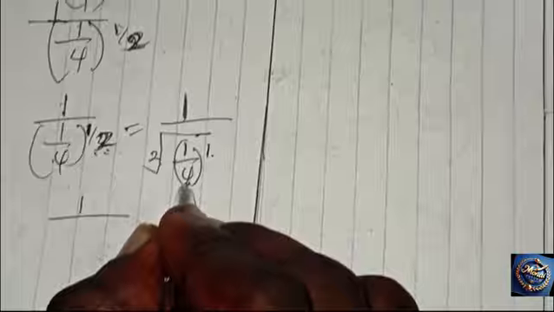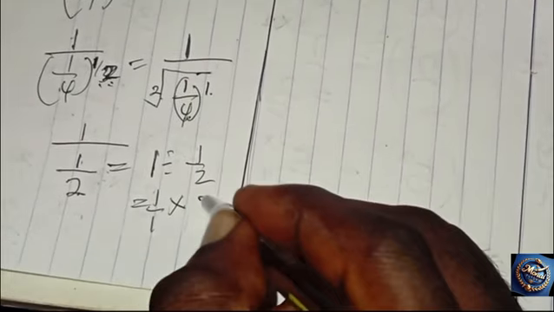So I have 1 all over. The square root of 1 is 1. The square root of 4 is 2. So I have 1 all over 1 over 2. So if I want to get the answer, this is 1 divided by 1 all over 2, which is equal to 1 all over 1 times 2 all over 1, which is equal to 2. So our option is option D. Option D is the answer.